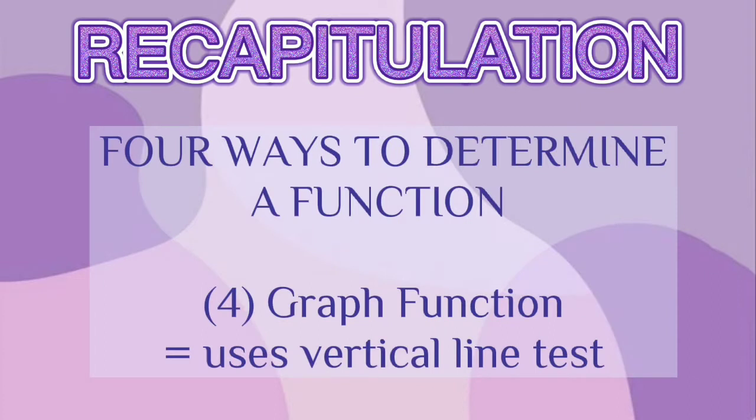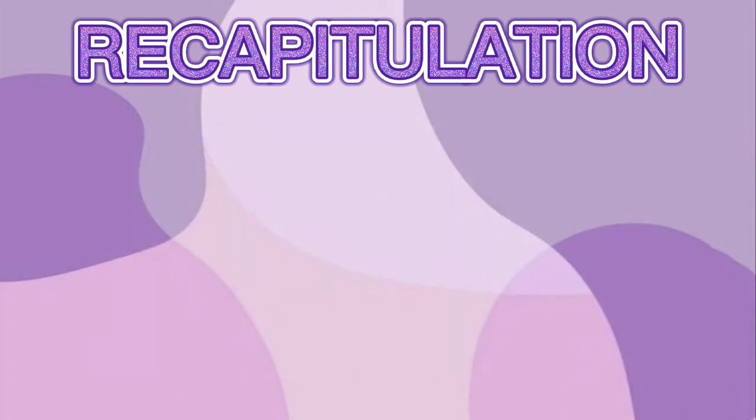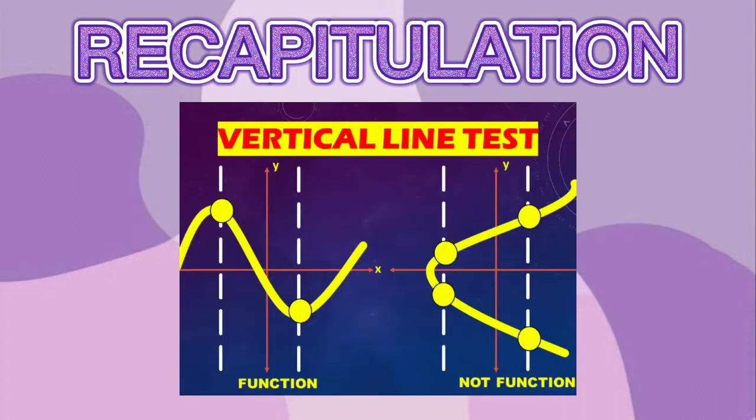We use the vertical line test to determine if it is a function or not. If the vertical line crosses the graph once, it's a function. But if the vertical line crosses the graph twice, it's not a function. And that concludes the short recap.